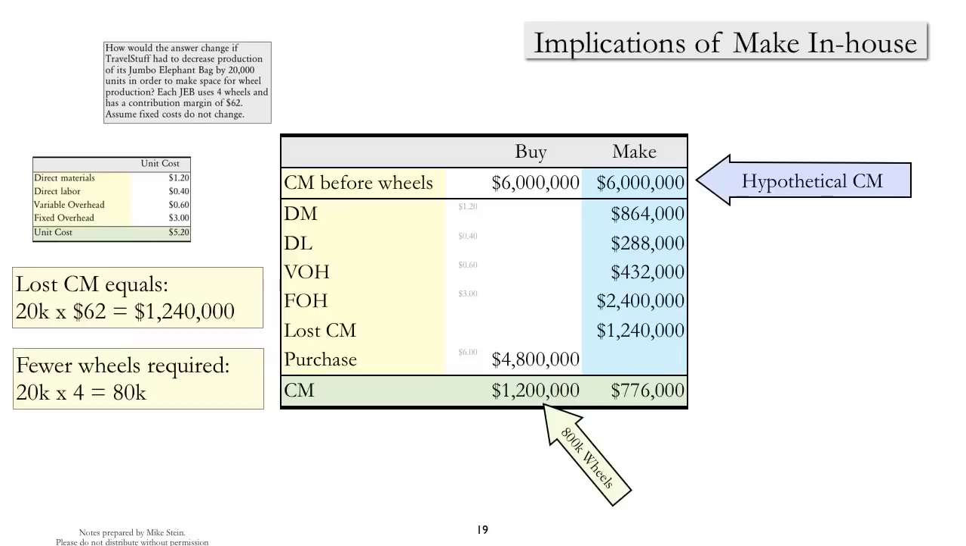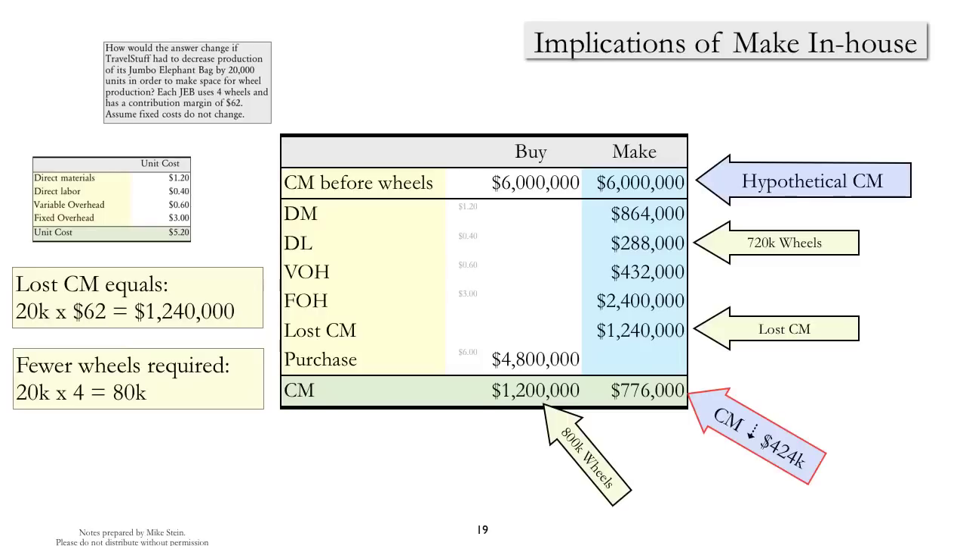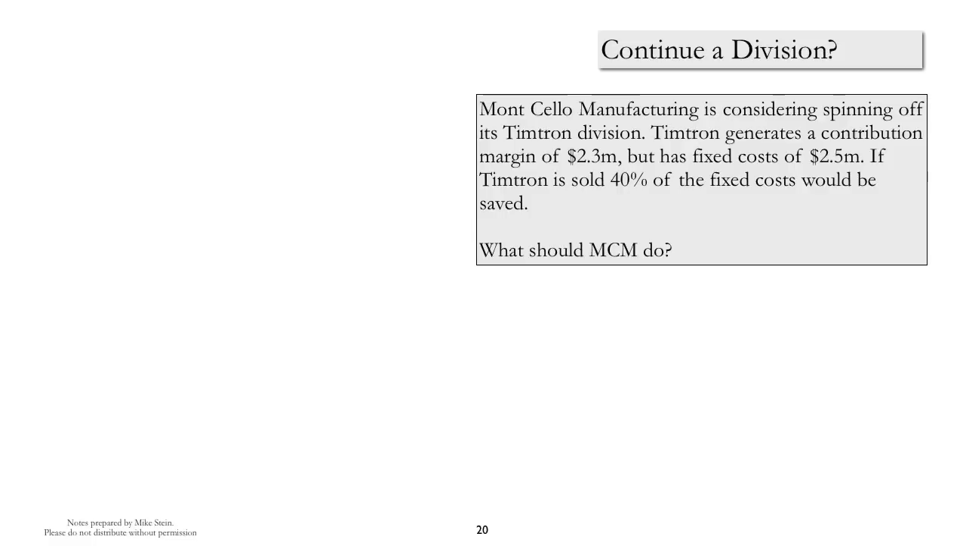Starting now with the base case, we'll work through all the costs of production for 720,000 wheels. Note the lost contribution margin we recognized earlier. When we've worked through the budget, we see that the total contribution margin of making the wheels in-house is a reduction of $424,000. This is a simple example of evaluating the impact on income of closing a division.